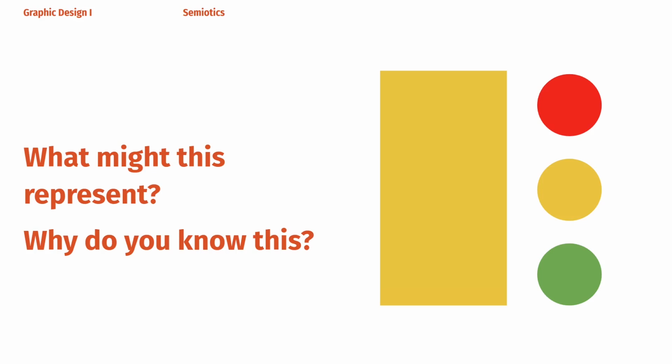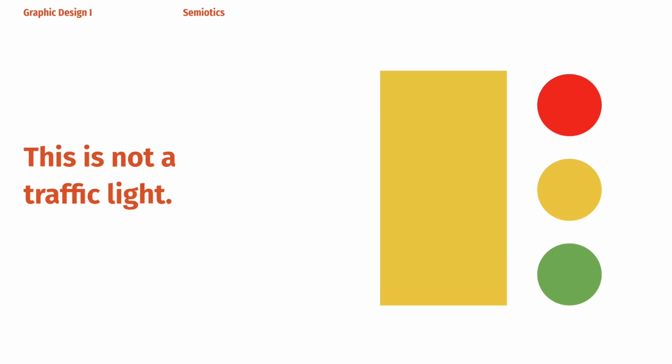If I show you this, you would tell me that this is a traffic light, but this is actually not a traffic light. You think that it's associated with a traffic light because certain things that you typically associate with that object are represented here, such as the shape of the rectangle and the colors that are there and the order of those colors.